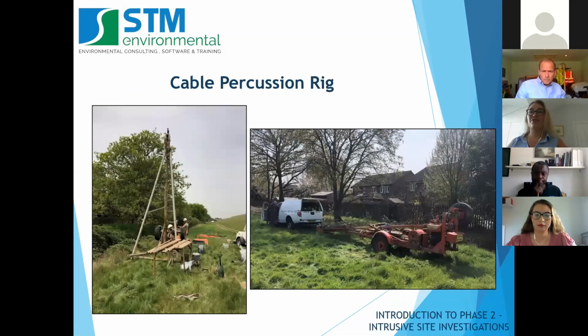This is a cable percussion rig, slightly larger than the dynamic windowless sampler. This type of rig is suitable for reaching much deeper depths. So if it's a larger building with deeper foundations needed, then you'll probably need a cable percussion rig. As you can see, it does take up a lot more space, and getting it to the site is a little bit more tricky than the dynamic windowless sampler.